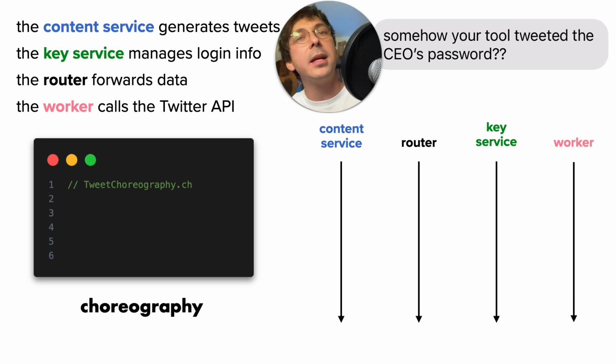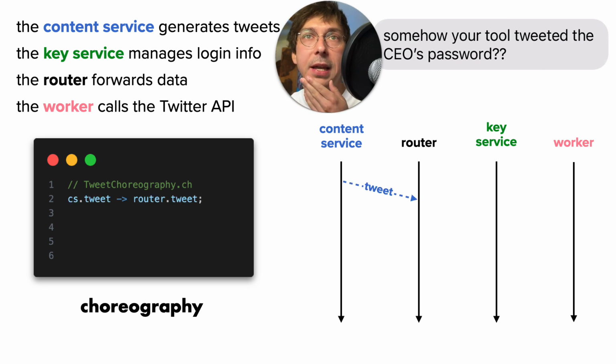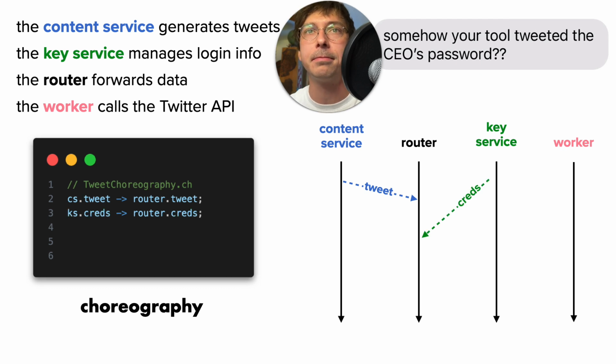And so when we implement this choreography in this tool, the first thing that we do, on line 2, is the content service sends the tweet over to the router. I should explain this notation on the left. cs.tweet, that's the content service, and tweet is a variable that's located at the content service. And this arrow means that we're sending a message to the router, and we're binding the content of that message to the variable tweet at the router. And that generates the message on the right, where the content service is sending data to the router.